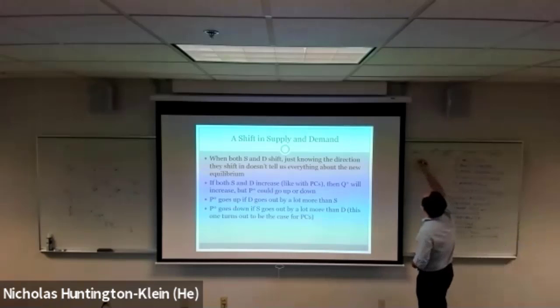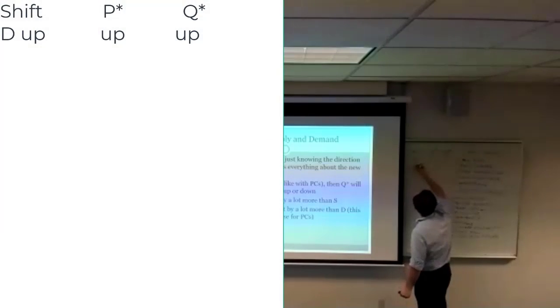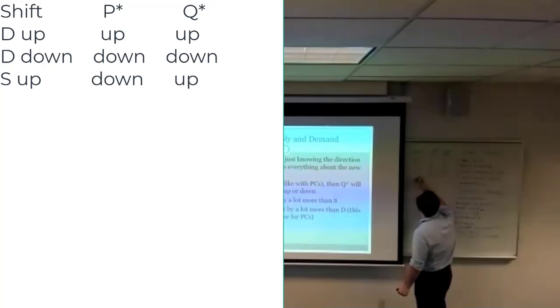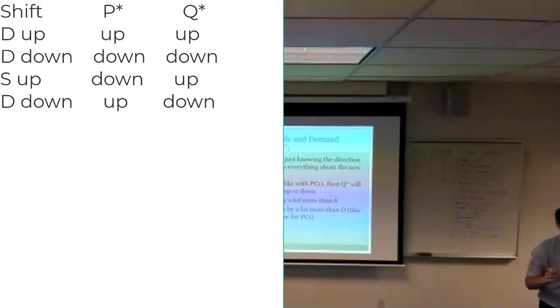So what did we have before? We had if demand goes up, price is going to go up, quantity is going to go up. Demand goes down, price is going to go down, quantity is going to go down. Supply goes up, price is going to go down, quantity is going to go up. Supply goes down, price is going to go up, quantity is going to go down. Right? These are the four changes that we talked about last time. So what happens if we get two changes at once? We just add together the arrows and see what happens.